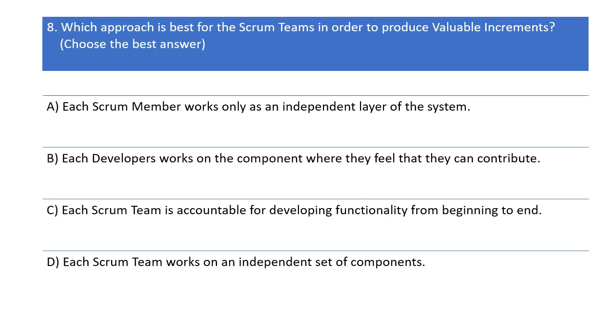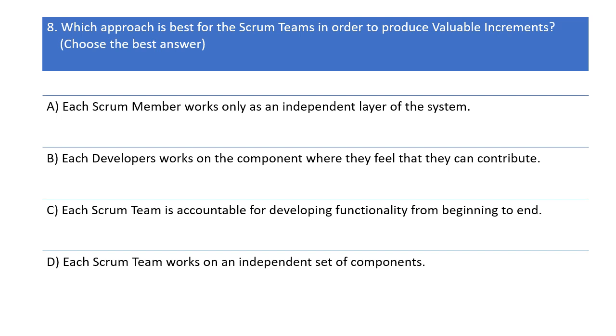Question number 8. Which approach is best for the Scrum teams in order to produce valuable increments? Choose the best answer. Option A. Each Scrum member works only as an independent layer of the system. Option B. Each developer works on the component where they feel that they can contribute. Option C. Each Scrum team is accountable for developing functionality from beginning to end. Option D. Each Scrum team works on an independent set of components.